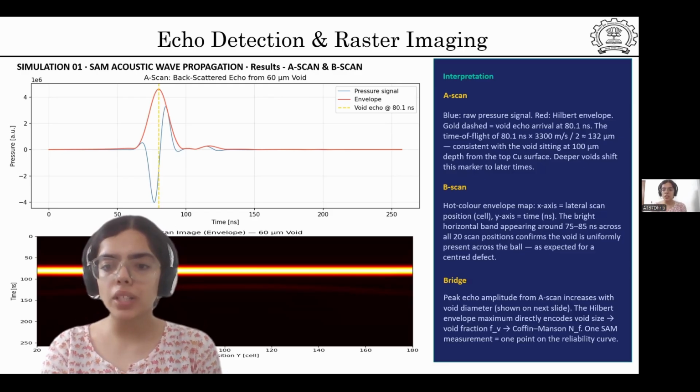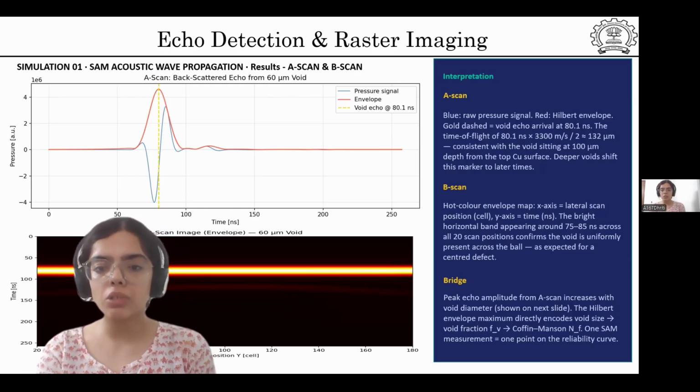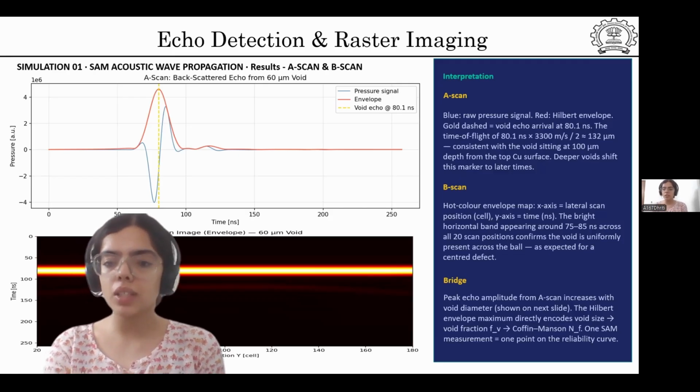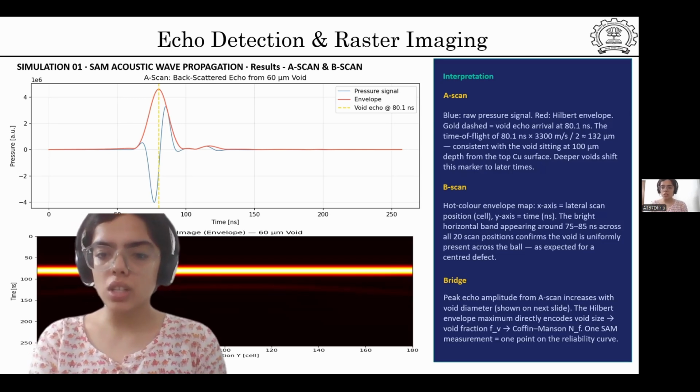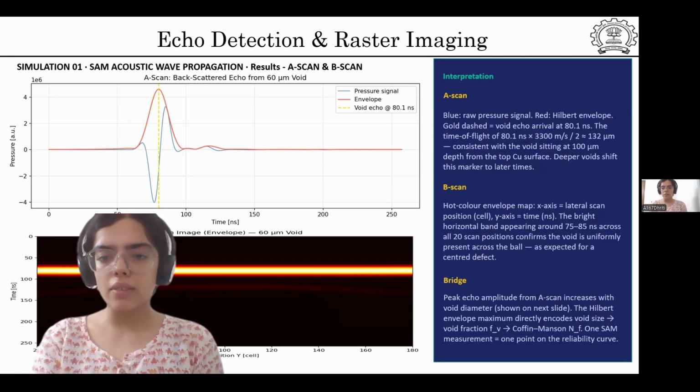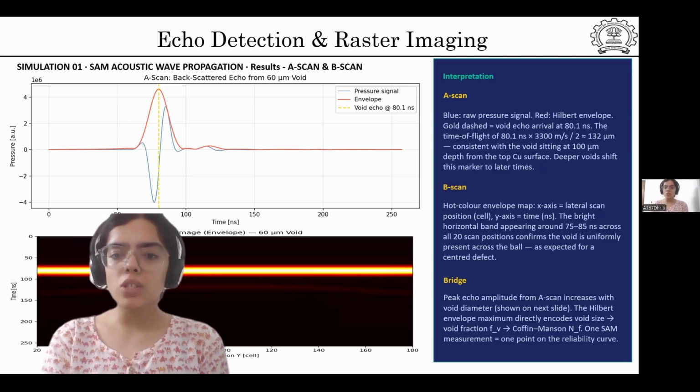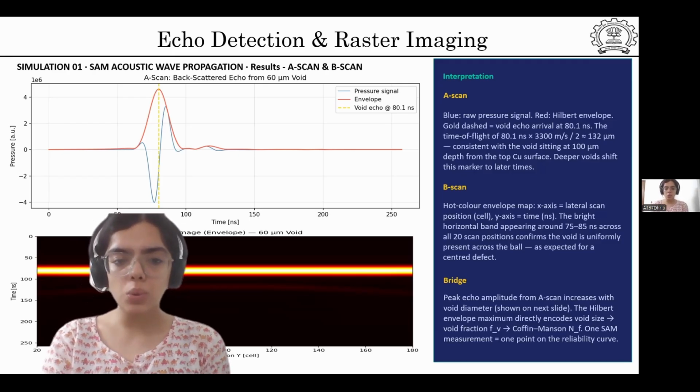The key bridge point in the interpretation panel is that the peak echo amplitude from the A scan increases with void diameter. The Hilbert envelope maximum directly encodes the void size, then void fraction, then the Coffin-Manson Nf. One SAM measurement equals one point on the reliability curve. The next slide shows this calibration.